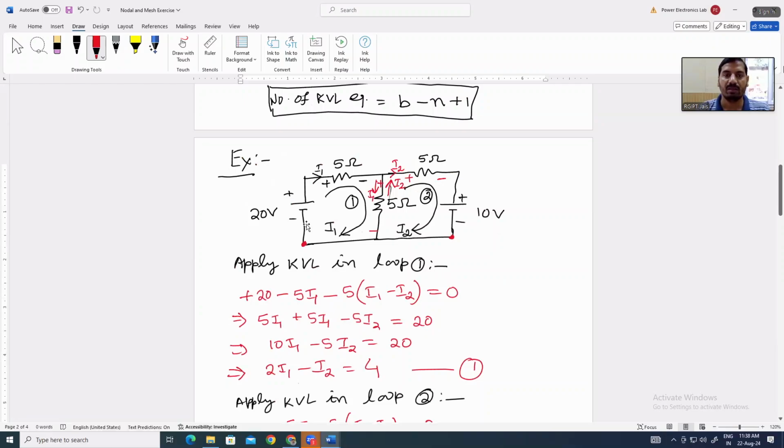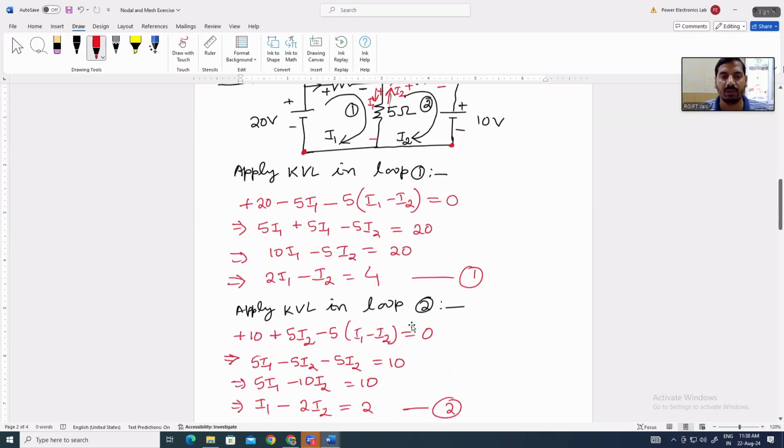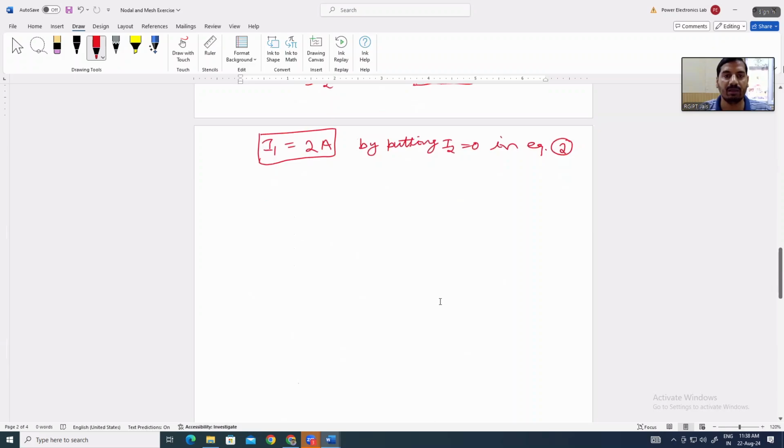It means there will be no current in this 5 ohm resistance and this 10 volt source. Okay, so i2 is equal to 0 means current will flow in this branch only. The same problem we will identify, we will solve by using the next method, that is nodal method. Okay, and we will verify our result.